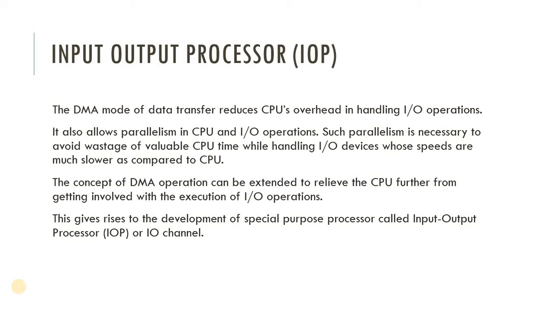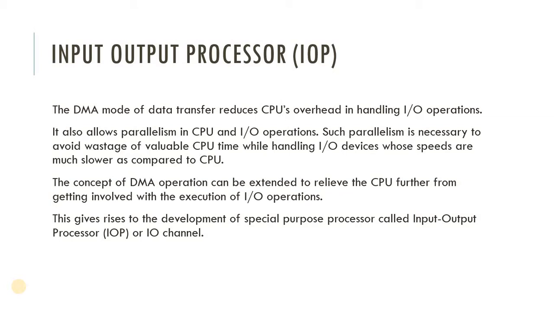In this lecture we are going to discuss the input-output processor. It is also called IOP. In the previous lecture we have seen direct memory access to transfer data between IO devices and the memory. The DMA mode of data transfer reduces the CPU's overhead in handling the IO operations. We all know that by using the DMA controller it reduces the CPU's burden.